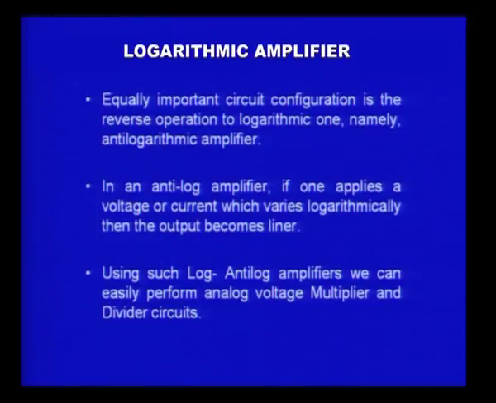An equally important configuration is the reverse operation, where you get the anti-logarithmic relationship between the input and the output, the anti-logarithmic amplifier. So, in an anti-log amplifier, if one applies a voltage or a current at the input, which is varying logarithmically, the output becomes linear. That is exactly what it does. So, using such log anti-log combinations, we can very easily generate analog multipliers and analog divider circuits.